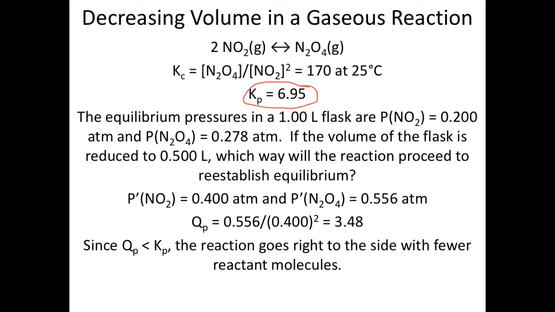So now we're going to put the doubled pressures into our calculation of the reaction quotient, and that comes out to be 3.48. The relationship between Kp and Qp in this problem is that the Kp is greater than the Qp, telling us that the reaction will be driven toward the side which has fewer gaseous molecules. Decreases in volume will go to the side with fewer gaseous molecules.